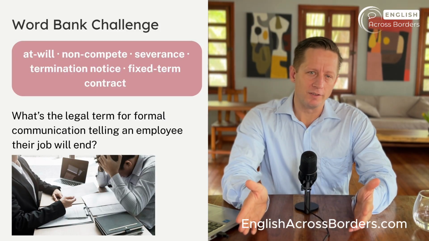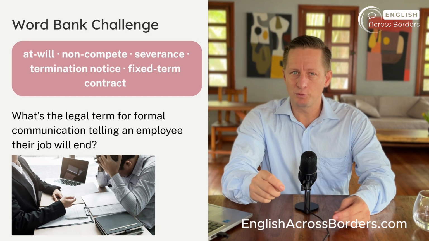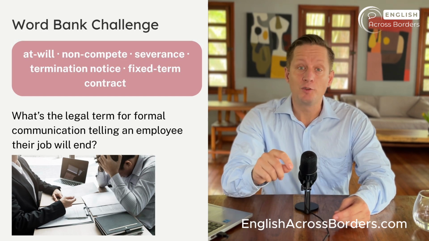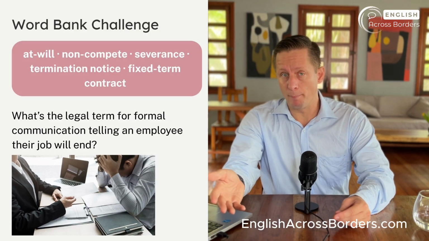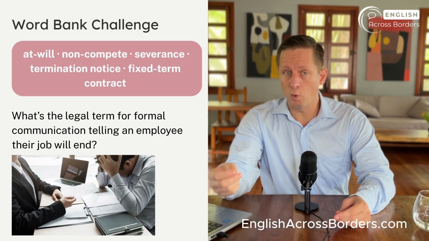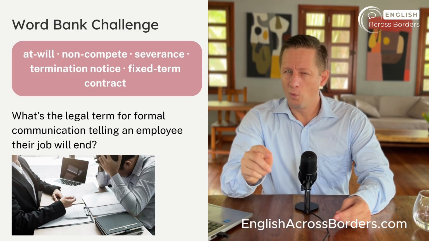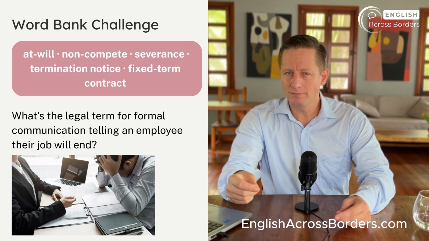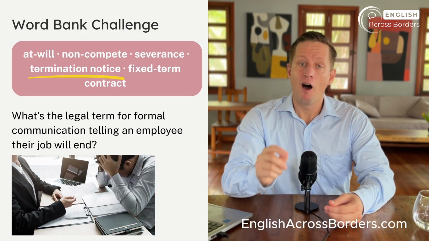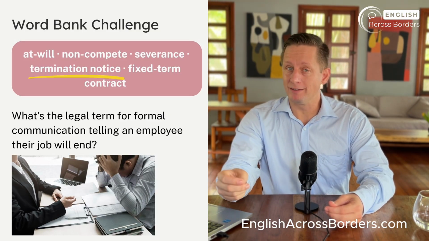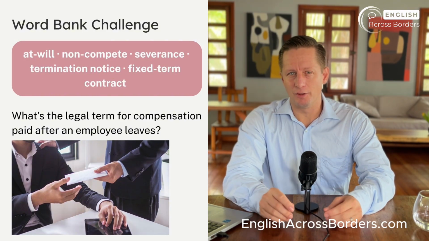After years of service, a company informs an employee in writing that their contract will end in 30 days. This period gives the employee time to prepare and look for other opportunities. It's a legal requirement in many countries to ensure fair treatment. What is this formal communication called? Exactly. Termination notice, a formal notice that an employment relationship will end. Let's look at another one.